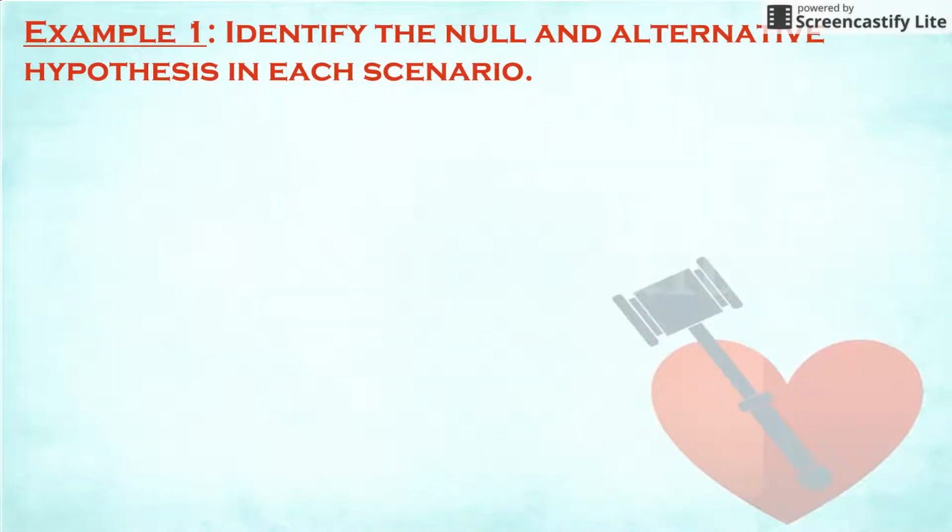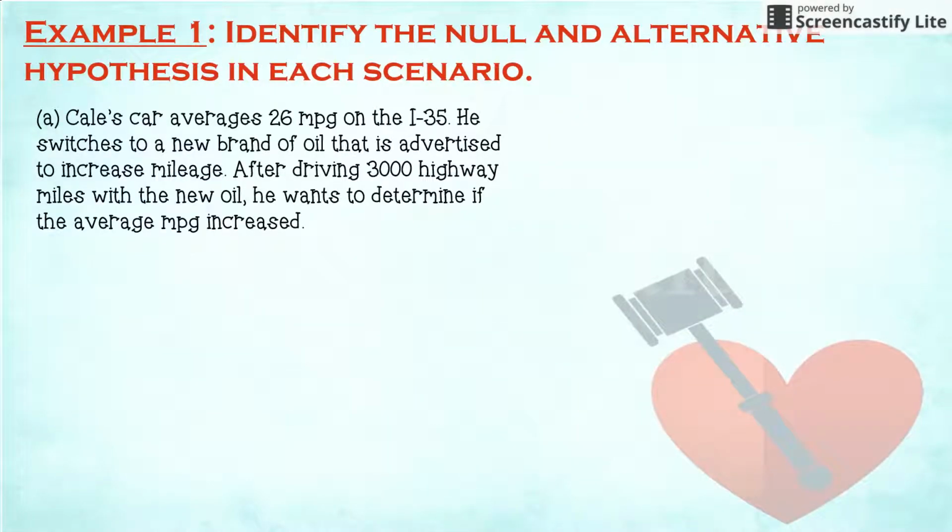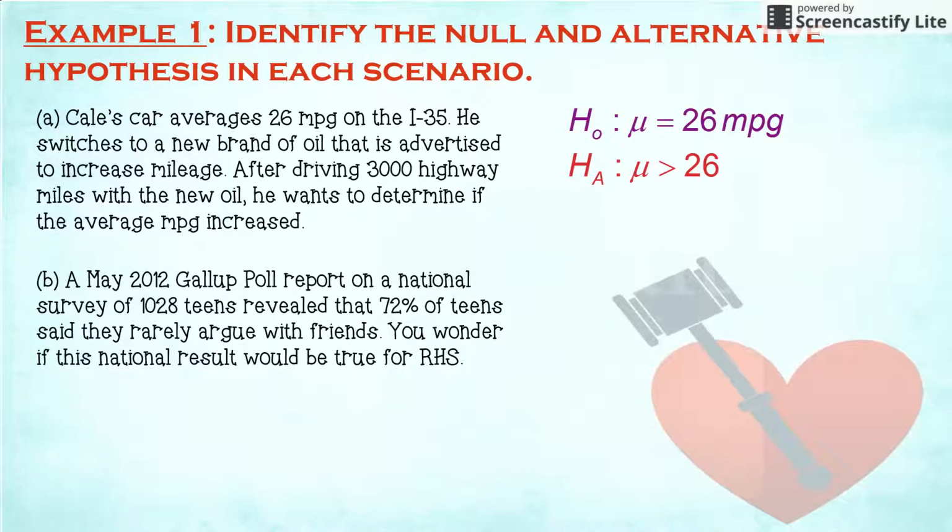So take a look at the following scenarios and determine if you can write the alternative and the null hypothesis for each. The first one, read carefully. Hopefully you said for the null that the average is 26 miles per gallon, that the brand of oil isn't increasing the mileage. It's dull, nothing new, nothing exciting is happening. Hopefully you read very carefully to write your alternative, that it's higher than 26 because it wants to know if it's increased the mileage.